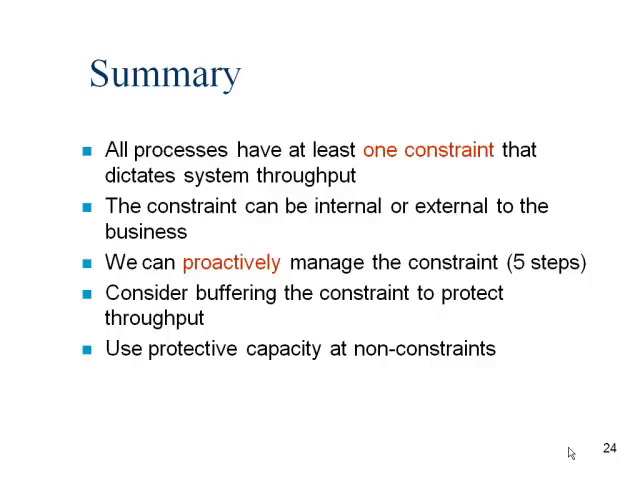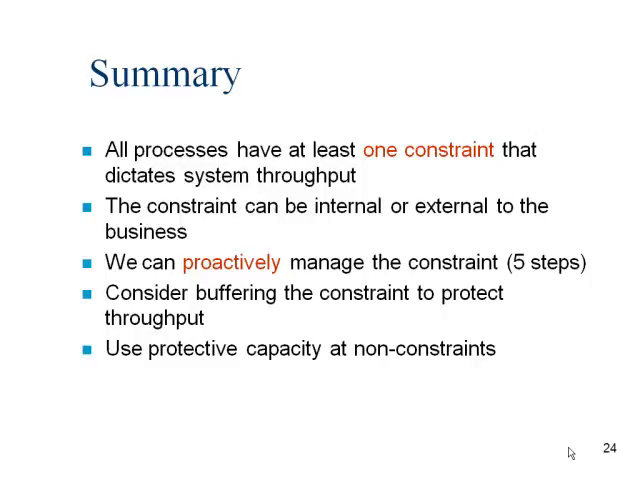So to summarize, all processes have at least one constraint, and by processes I mean everything from supply chains all the way down to a simple set of activities. The constraint dictates system throughput. The constraint can be internal or external to the business. If we are talking about an environment where we have steady state conditions, in other words, we're really saying the flow rate into the system matches the flow rate out, then usually we're talking about a situation where the constraint is external. Demand is a constraint and not my own internal capacity.